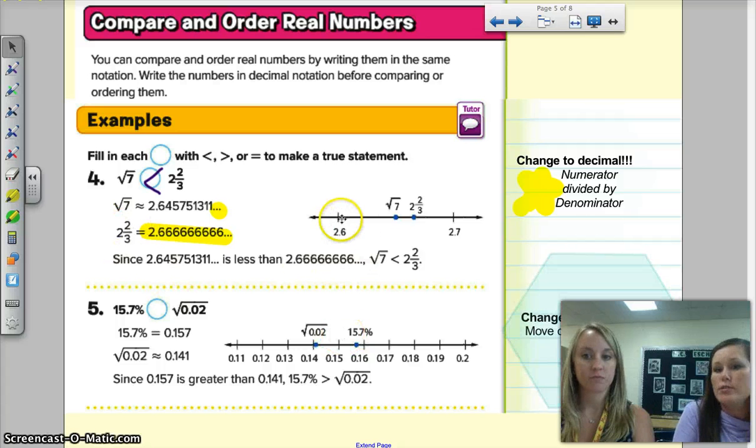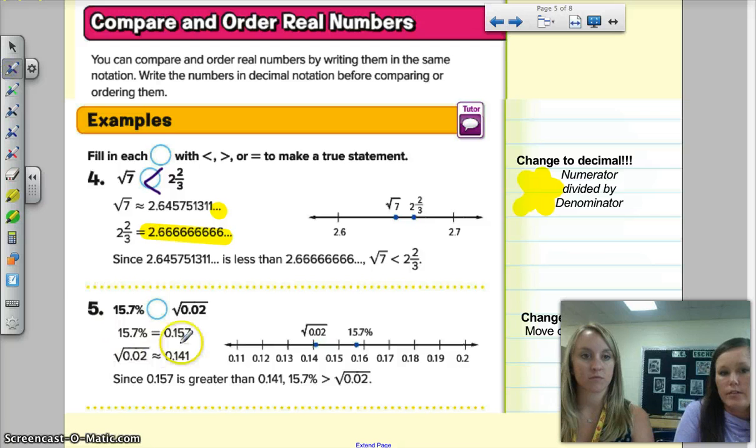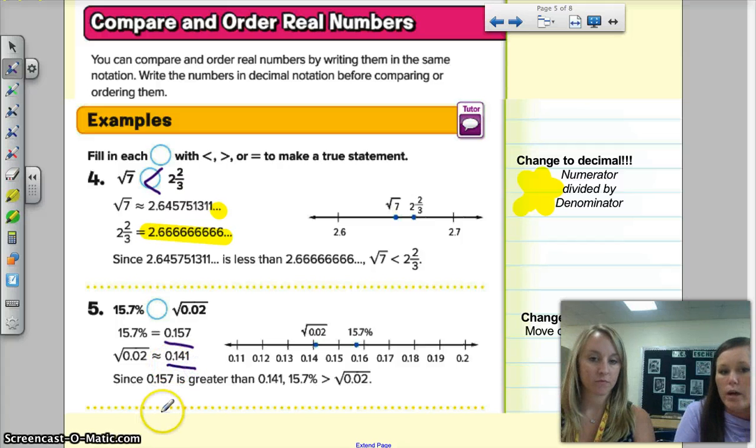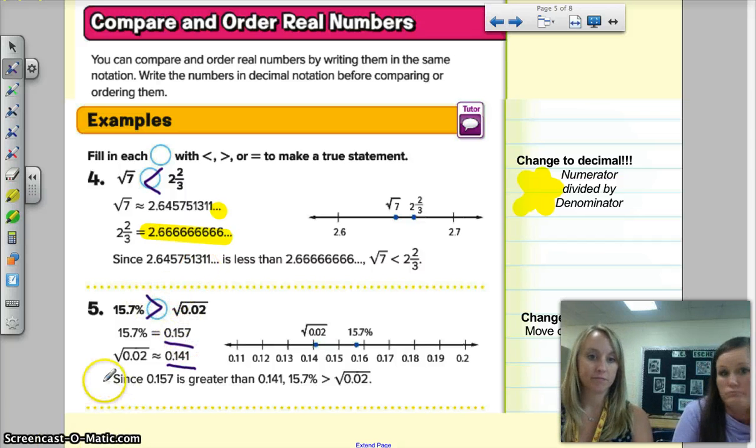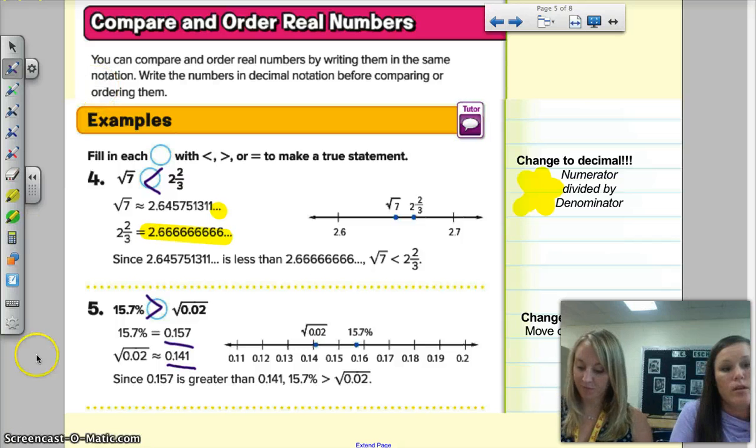Again, change your percent to a decimal. So move that decimal 2 places to the left, like they've done here, and you get 0.157. The square root of 0.02 is 0.141. So again, you just plug that in your calculator and you have it. So which one's bigger? Obviously this one, easy peasy.